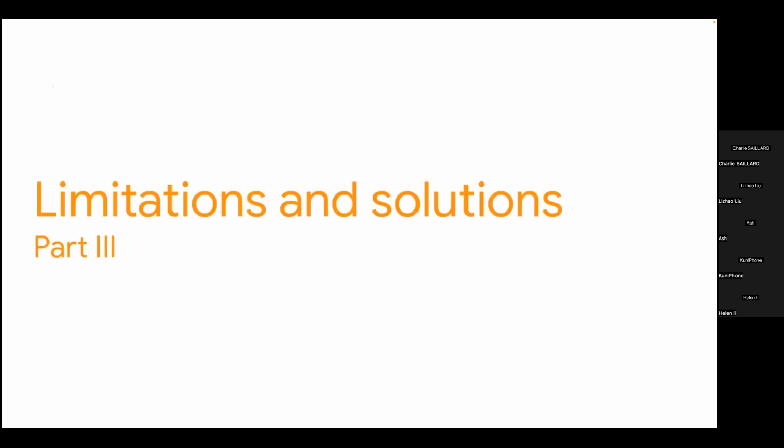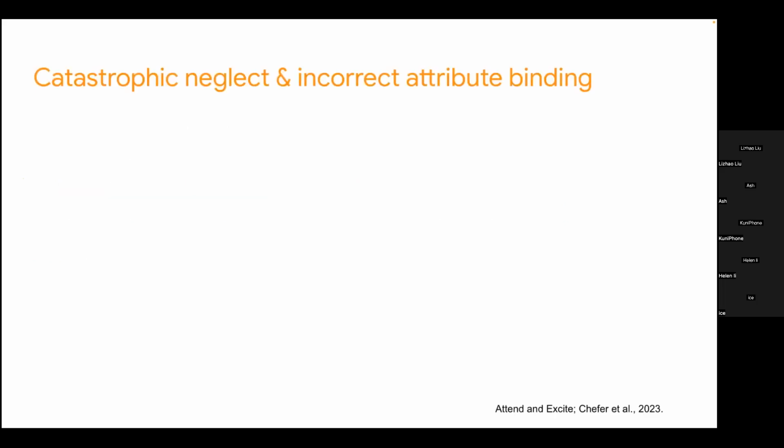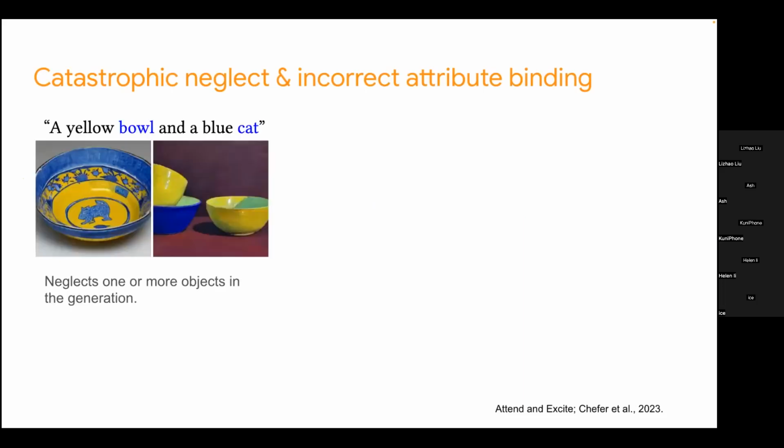Right, let's come down to the third limitation and discuss some solutions. And this will be an inference-time solution. At this point we were talking about training and fine-tuning these models, but the solution proposed for the third limitation would be inference-time only. So, catastrophic neglect and incorrect attribute binding.